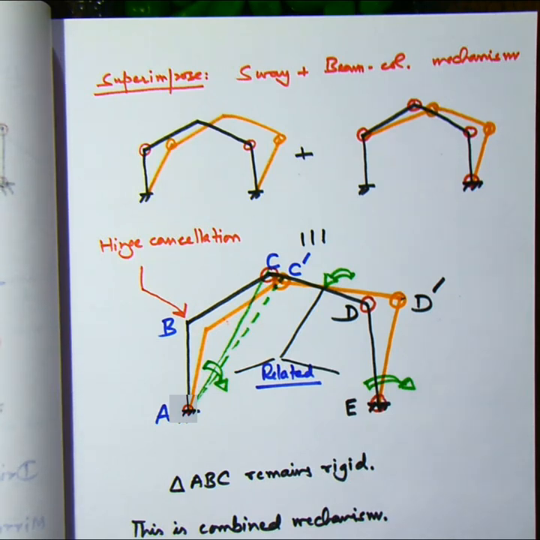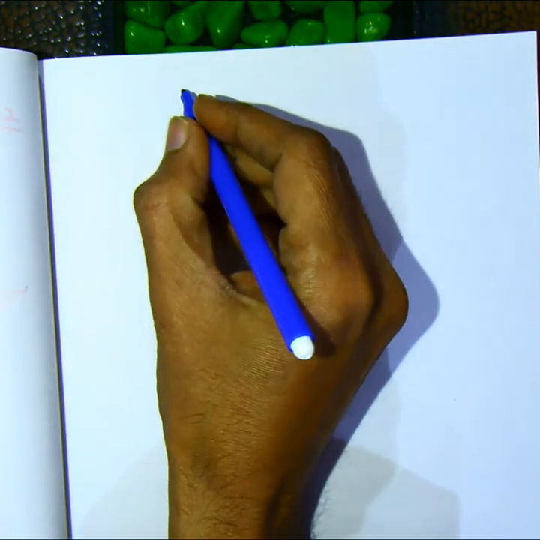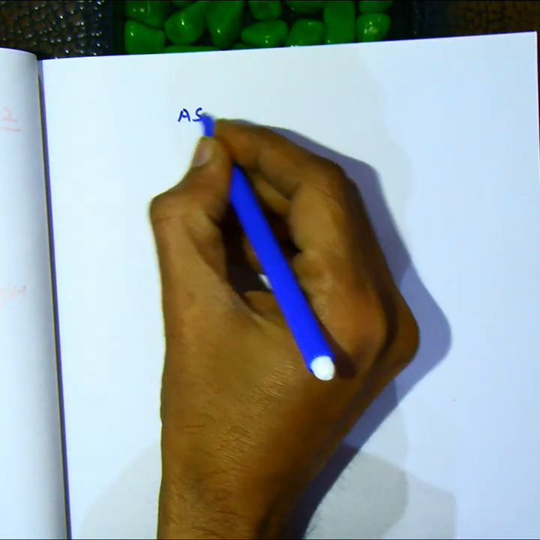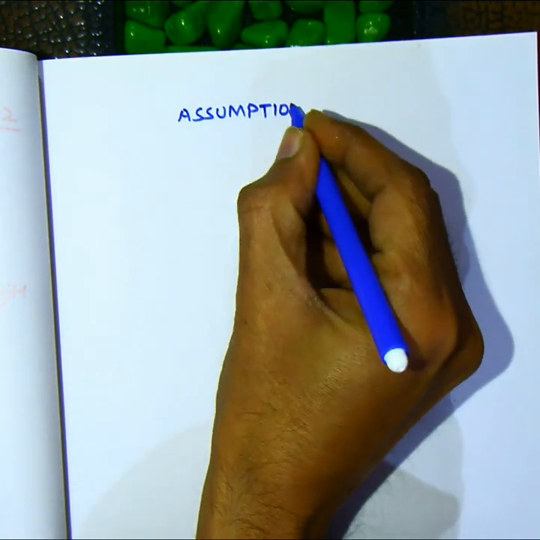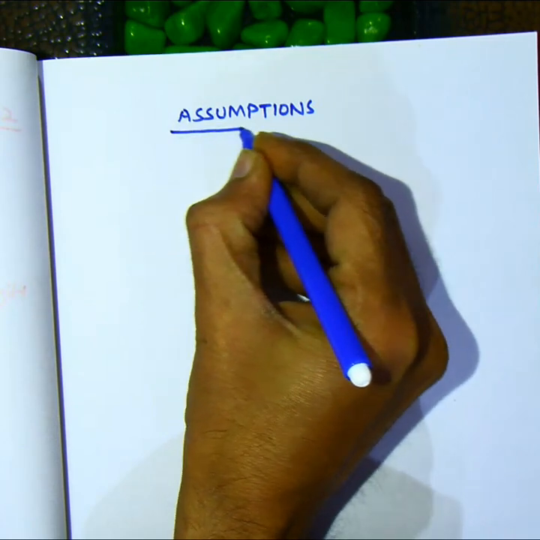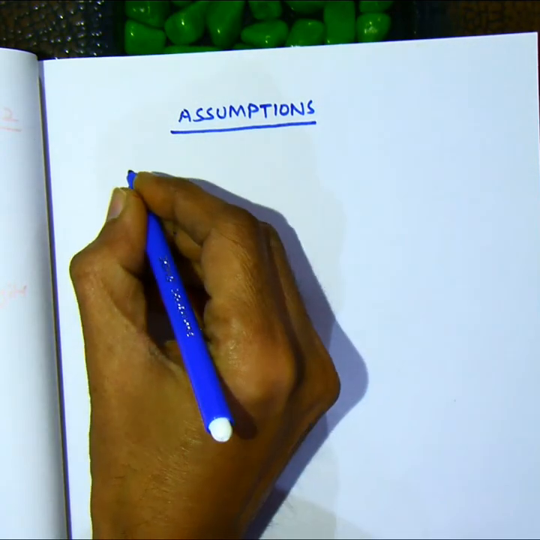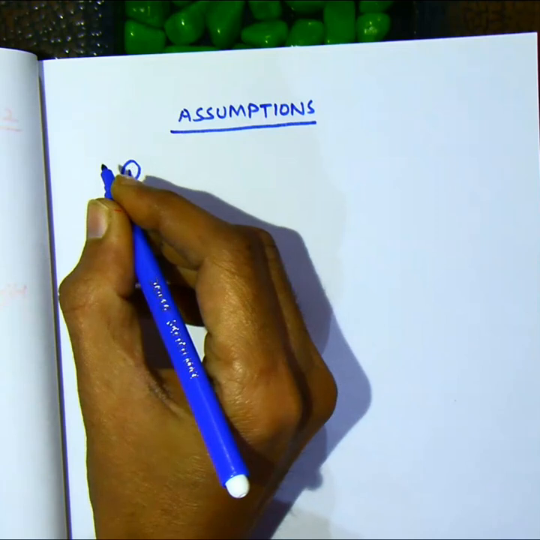So all we have to do is, in order to set up the equations of the external and internal virtual work, we must find out the relationship between these three rotations. So that's what we'll be doing for both the mechanisms. So first we'll begin with the beam column mechanism. So let's first write down our assumptions.